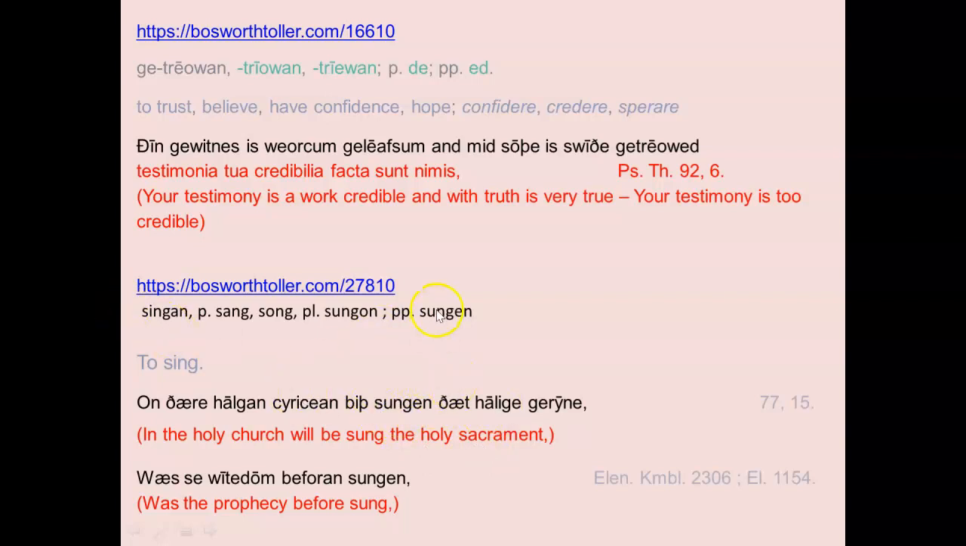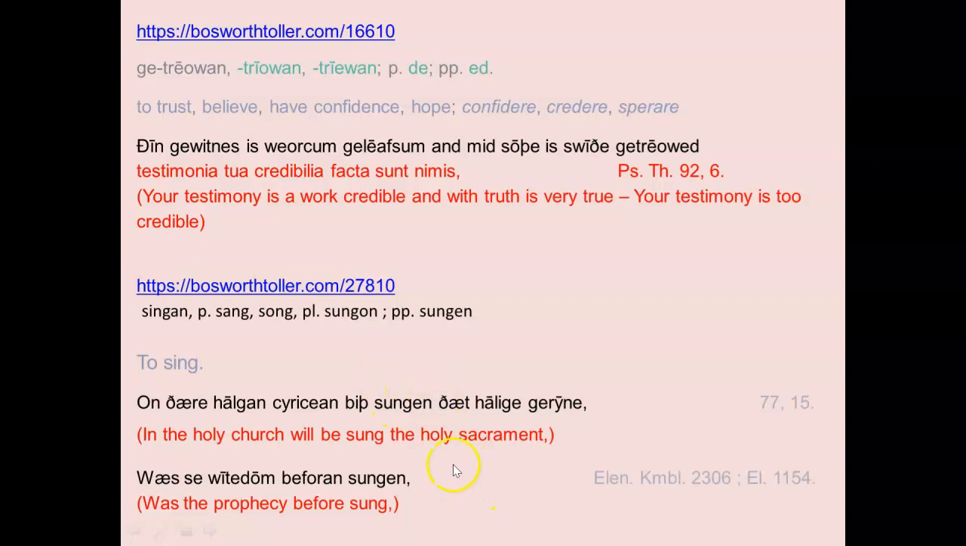Now that subjunctive form is the same as the past participle form. I'll demonstrate that in a moment. But just one more example, wassa witadom bafaren sungen. Now here sungen is used in the past participle form. It's gone to the end of the primary clause here. End of story. It supports the claim I've been making all along here. But I just need to establish that sungen, past tense subjunctive, is also the case.